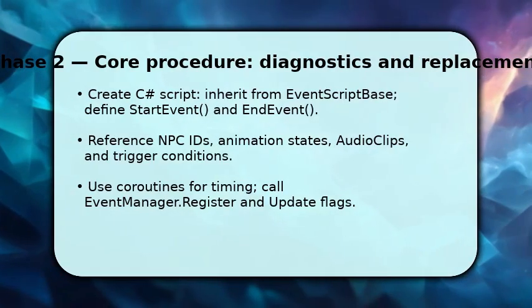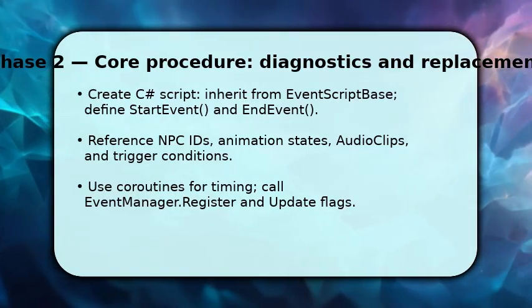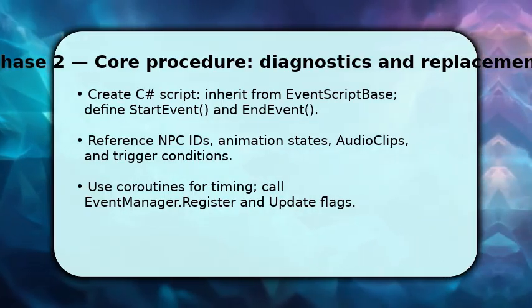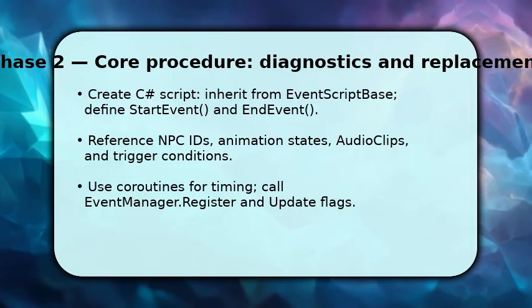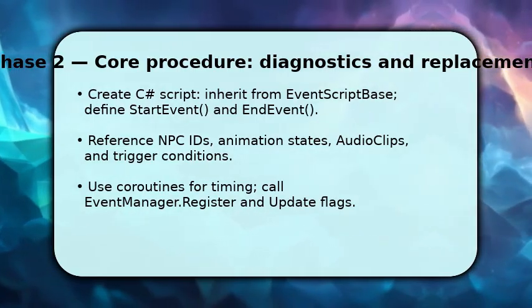You now implement the core logic by creating a C# script that inherits from the mod's event script base. Define start event to set NPC positions, load animations, and play audio clips. Explain why you use coroutines for timing. Coroutines prevent frame hitches and simplify delays.